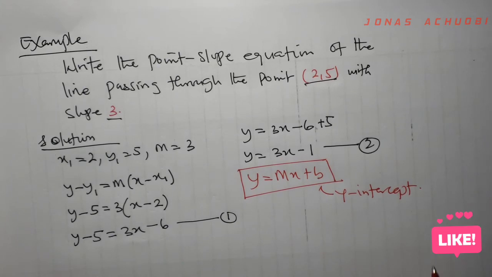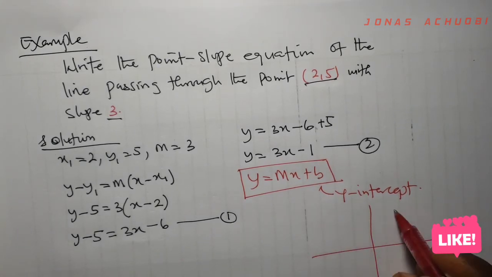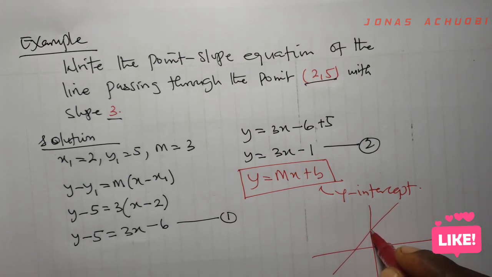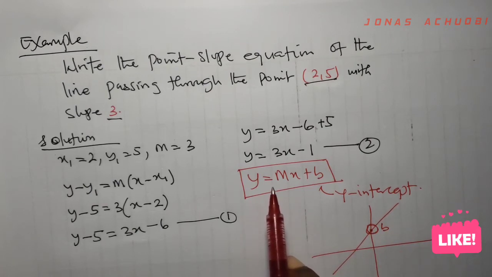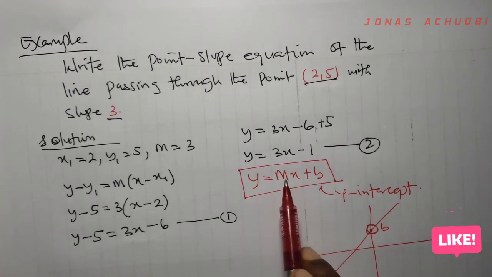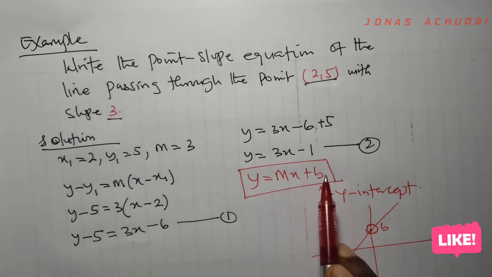And then b here is called the y-intercept of the line. And now what does that mean? If you sketch your line, for example, this point here, call it B, where the straight line cuts across the y-axis is what is referred to as the y-intercept of the line. So in this form we have the slope and the y-intercept of the line.